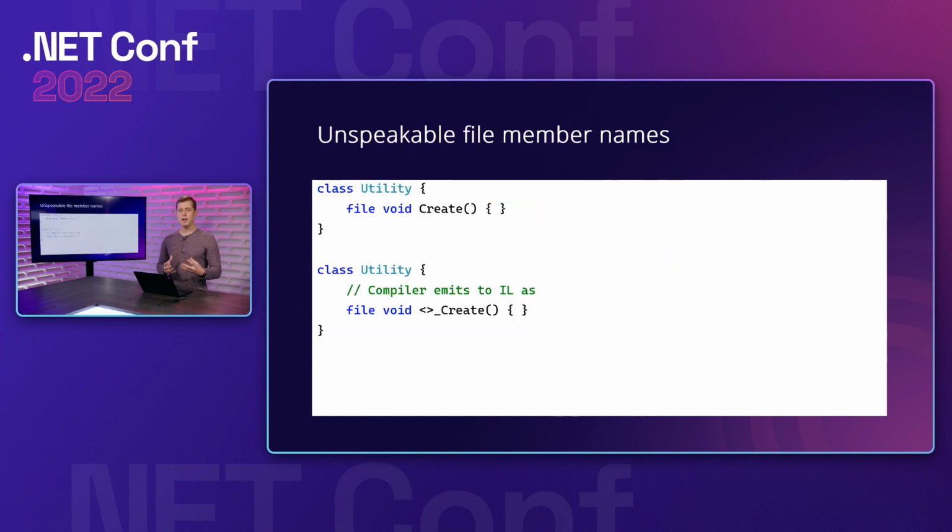And we could apply the exact same logic to file members too. If you said file void create, we could emit it with an unspeakable name. That would make it invisible to other languages. That would make it local to the file and really achieve those goals we were going for here.